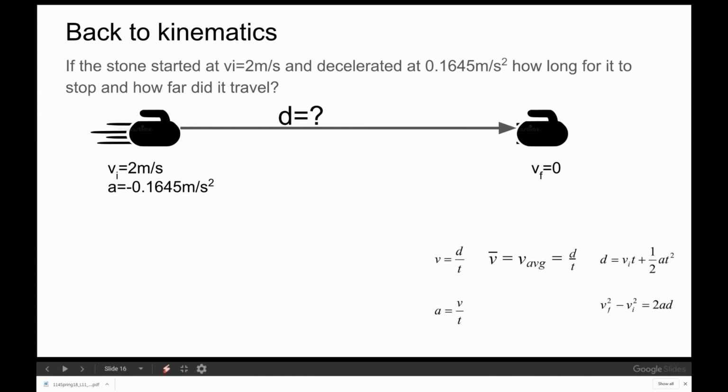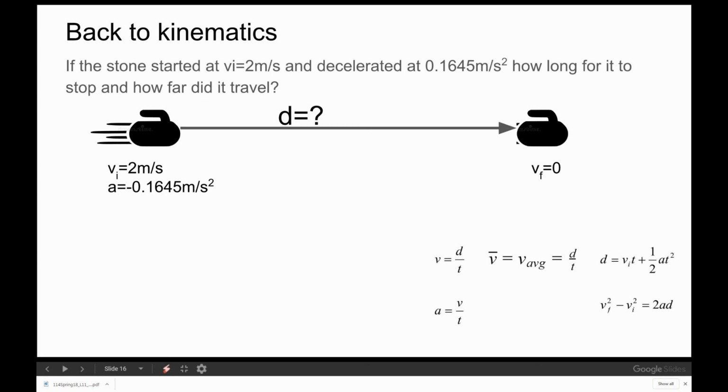The animations came in at the wrong time. Now let's go back to pure kinematics. If the stone started at an initial speed of 2 meters a second and decelerated at 0.1645 meters per second every second, how many seconds would go by for it to stop, and how far did it travel? So we're no longer dealing with forces at all. We're back to those 5 possible equations.